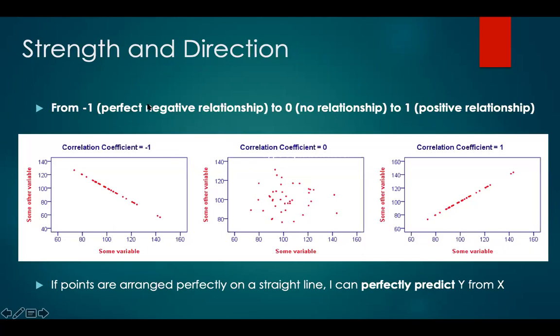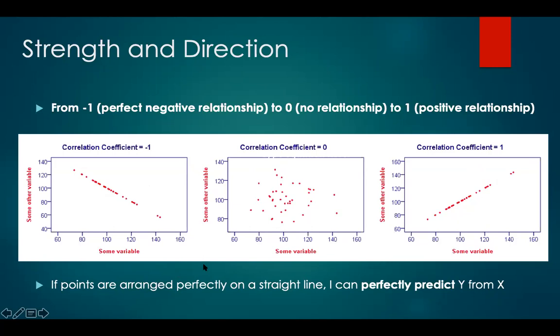So from negative 1, a perfect negative relationship, to 0, no relationship, to positive 1, a perfect positive relationship, that's how the correlation coefficient ranges. So here is a perfect negative relationship, here is a no relationship scatter plot, and here's a perfect positive relationship. Keep in mind that both this one and this one are equally strong. They just have opposite direction.